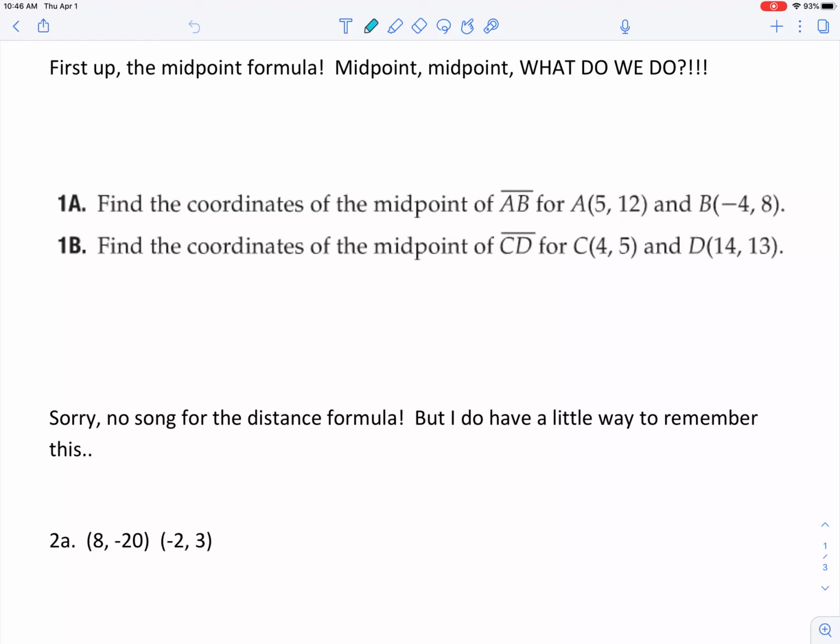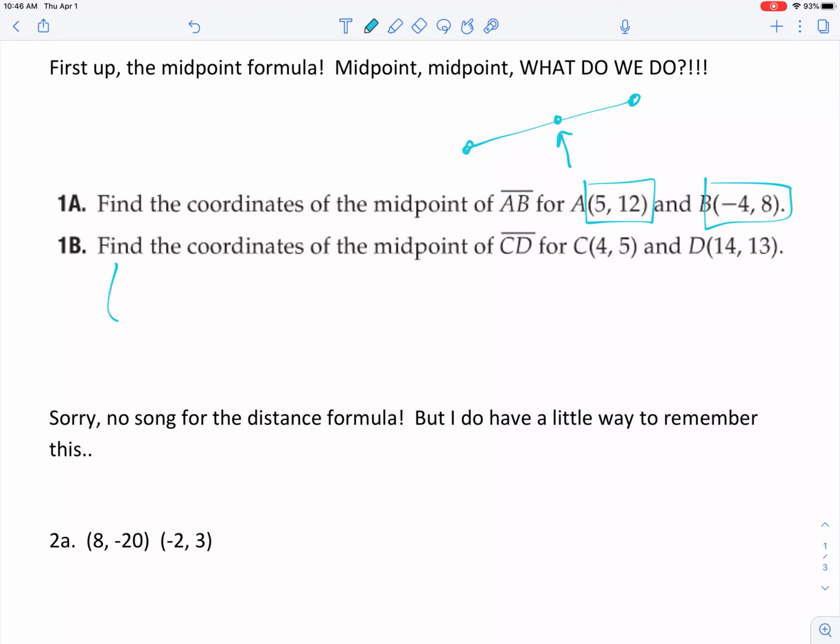So, find the coordinates of the midpoint. First of all, what is the midpoint? If I have a line or a segment, the midpoint is the middle. At what point is the exact middle of that line? So, if they give me 2 points, here I have 5, 12, and negative 4, 8. All I'm going to do is say, okay, midpoint, what do I do?